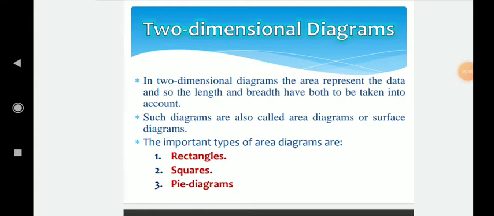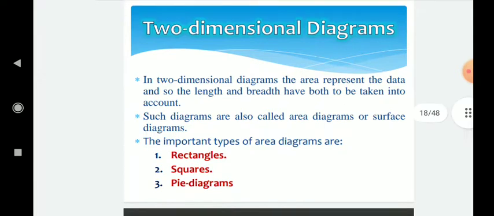So what are these two dimensional diagrams? As the name suggests, these diagrams have two dimensions. In two dimensional diagrams, the area represents the data. In one dimensional diagrams, we have seen that we only consider the height or the length of the rectangle or maybe line. But in two dimensional diagrams, we consider both the length and the breadth, that is its area, into consideration. Such diagrams are also known as area diagrams or surface diagrams. There are three main important types of two dimensional diagrams. They are rectangles, squares, and pie diagrams. We shall see all these three one by one.